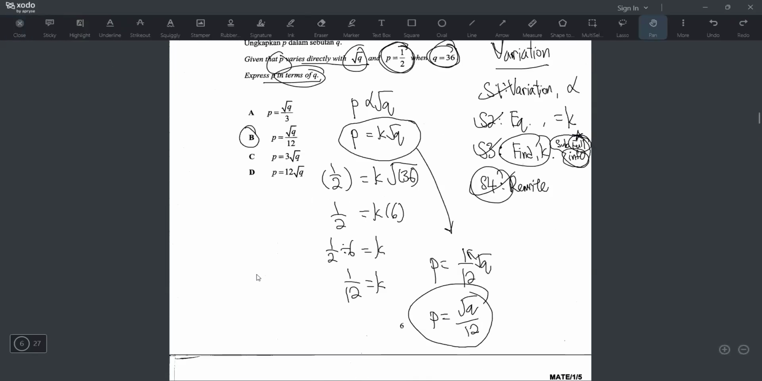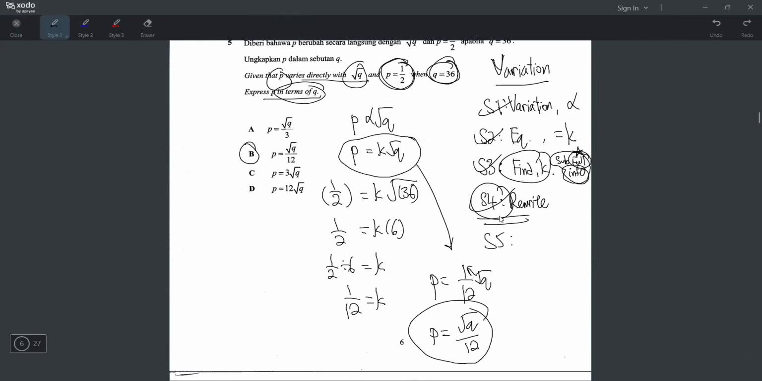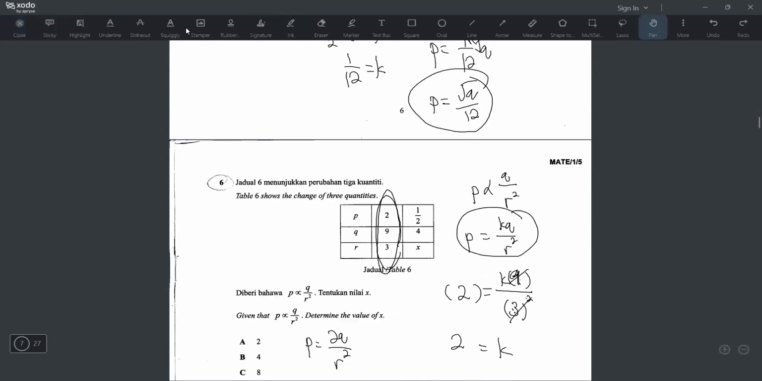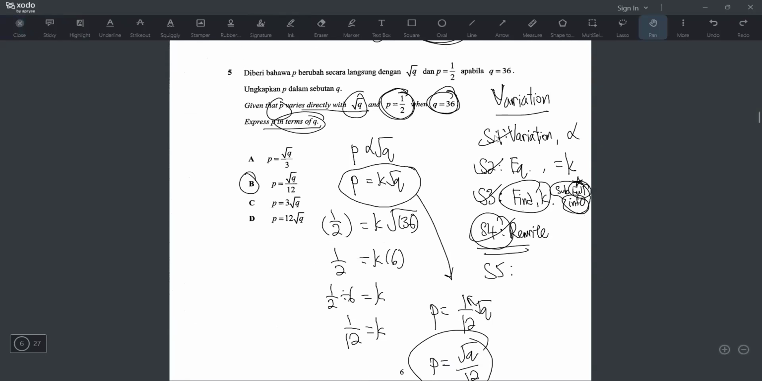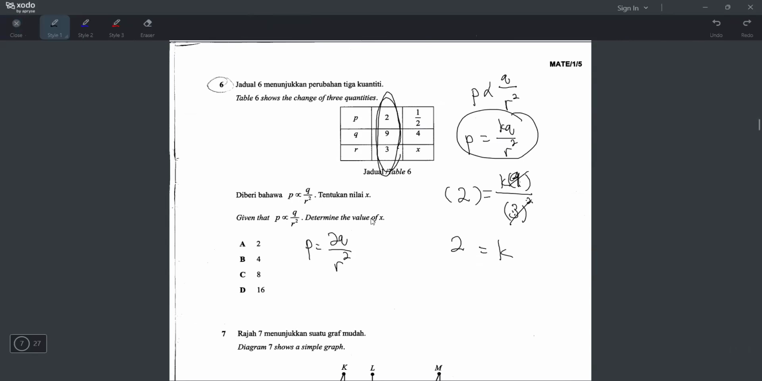And do you remember just now when I told you, I said sometimes the question wants you to do until step 5? Step 4 is rewrite, right? But step 5, sometimes they want something else, right? So if you look at number 5, they only ask you to do until step 4. But number 6, they actually want something else. They want to find the value of X. So how to find the value of X? Now only can you sub this information back here, right? But I want to tell you, if you don't find your K first, you cannot sub this. Because if you don't find your K first, you cannot find your X.